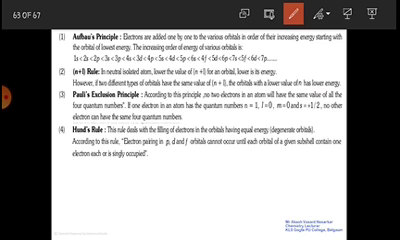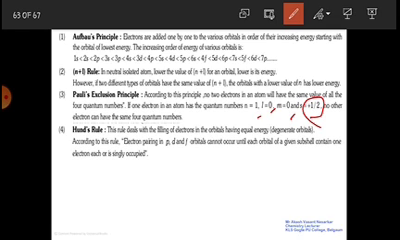The quantum numbers will not all be the same; at least one quantum number will be different. According to this principle, no two electrons in an atom will have the same quantum numbers. Suppose n is equal to 1, l is equal to 0, and s is plus half. So at least one quantum number will be different in two electrons.